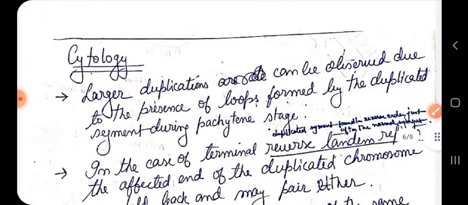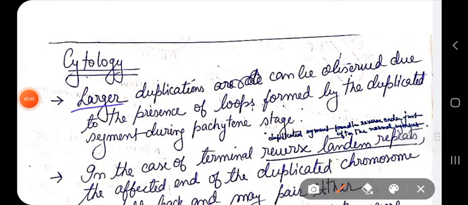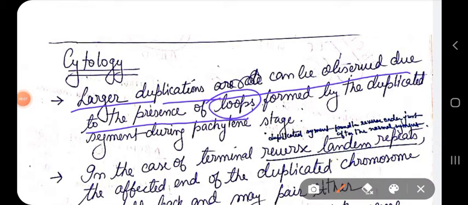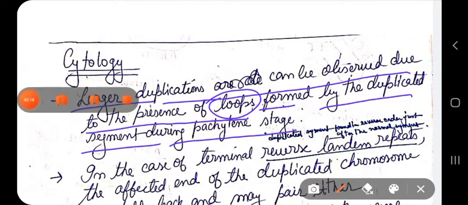So it is saying that larger duplications can be observed due to the presence of loops formed by the duplicated segment during the packaging stage. So large duplications can be seen, because they want to pair with their homologous chromosome, and for that reason loops will occur.